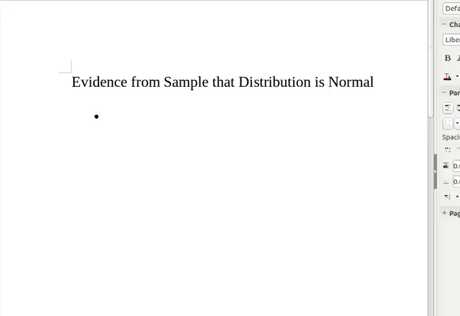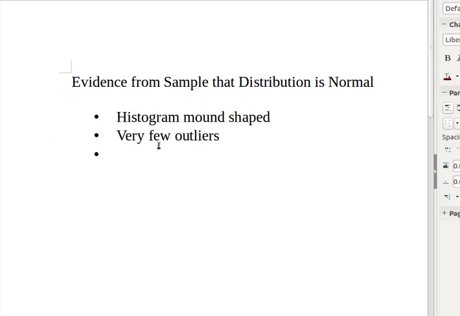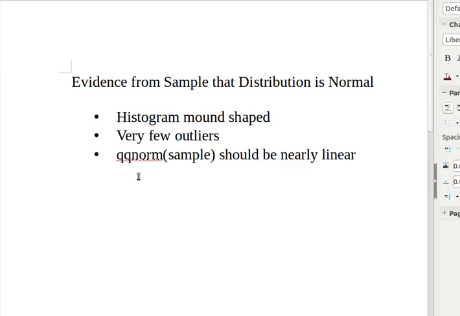Okay. So we looked at three things that the sample might give evidence for the distribution being normal. The histogram should generally turn out to be mound shaped if the sample is taken from a normal distribution. There should be very few outliers. Remember when we were running that, we were usually finding zero outliers, occasionally one or two, and very seldom as many as three. And finally, the QQ norm plot of the sample should be nearly linear. Okay, that's it.